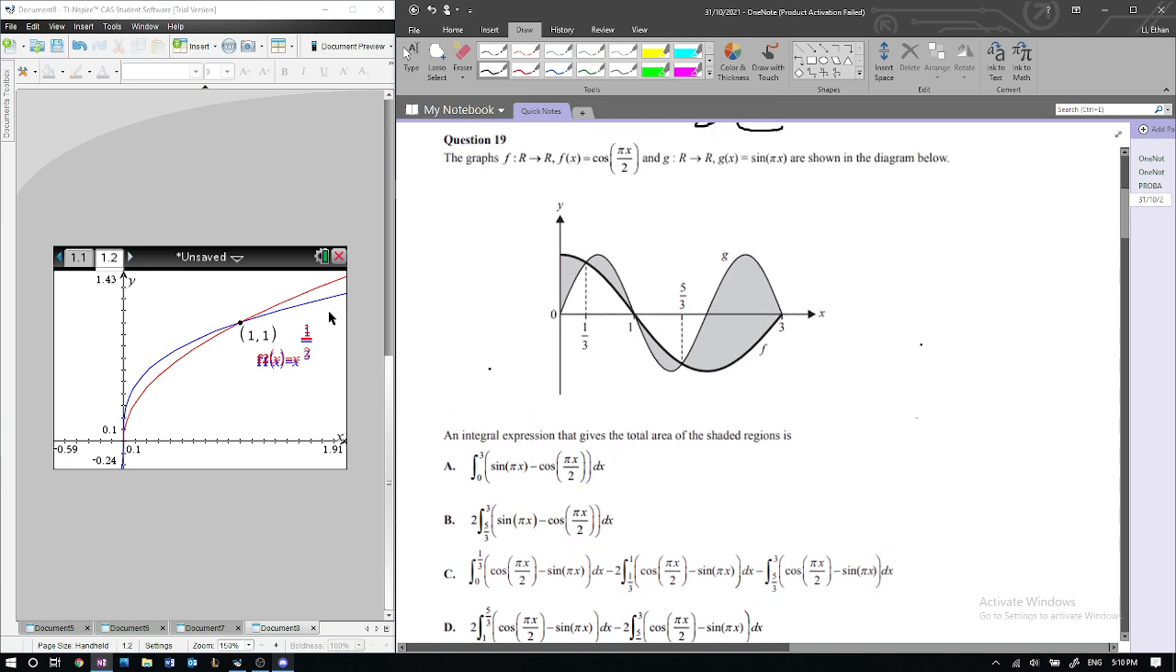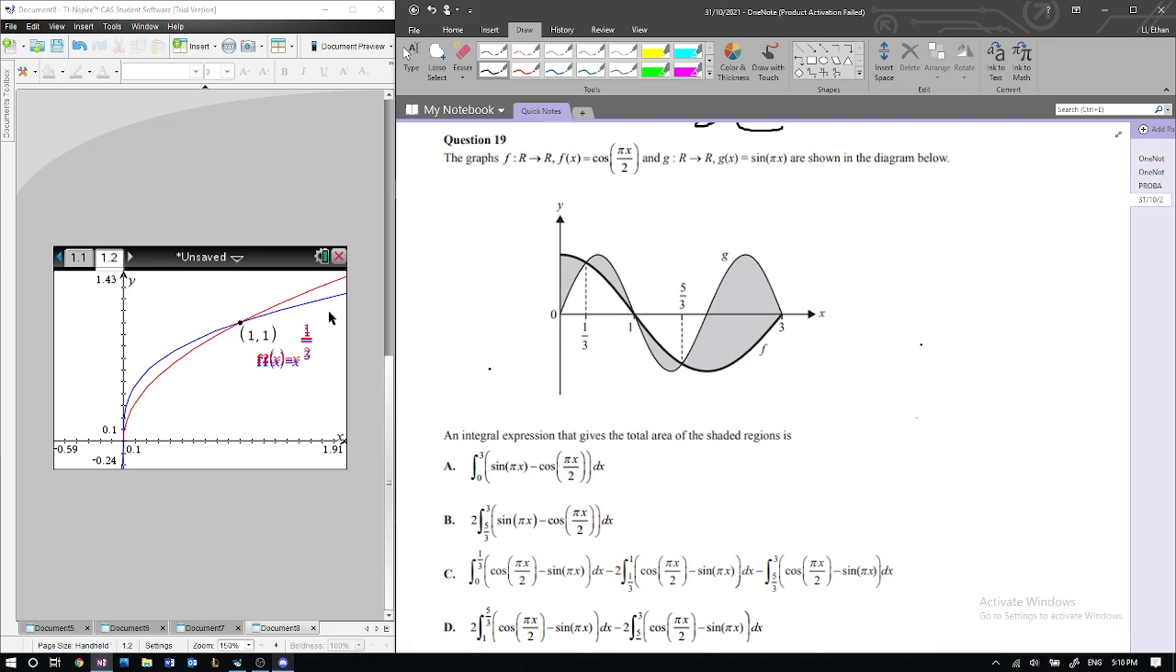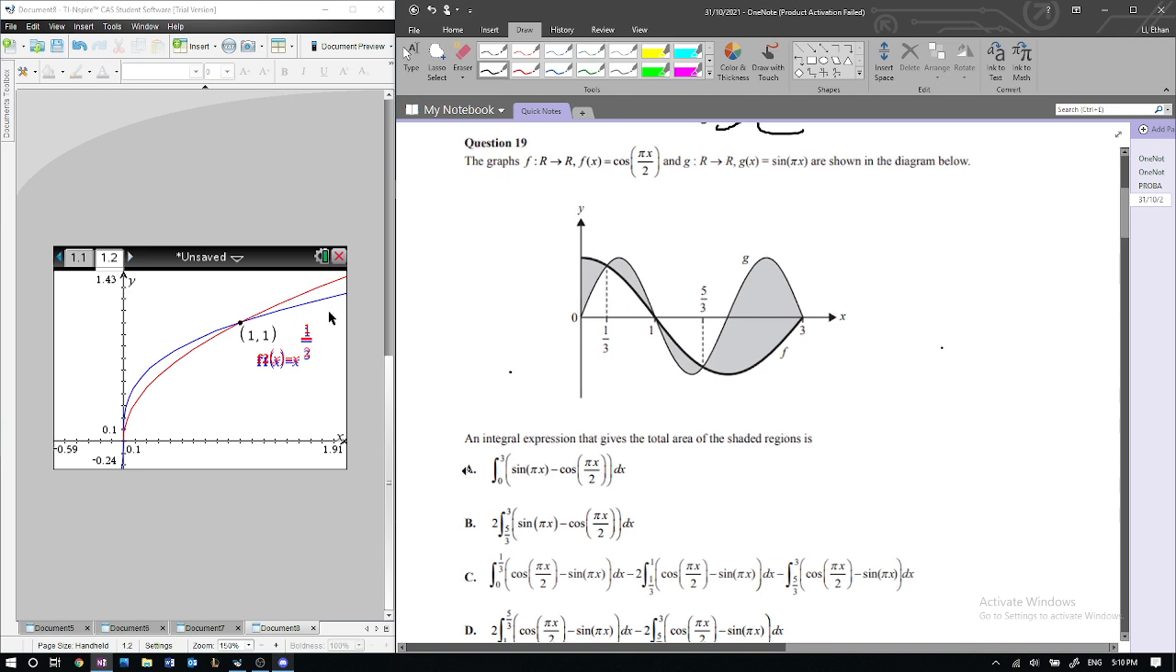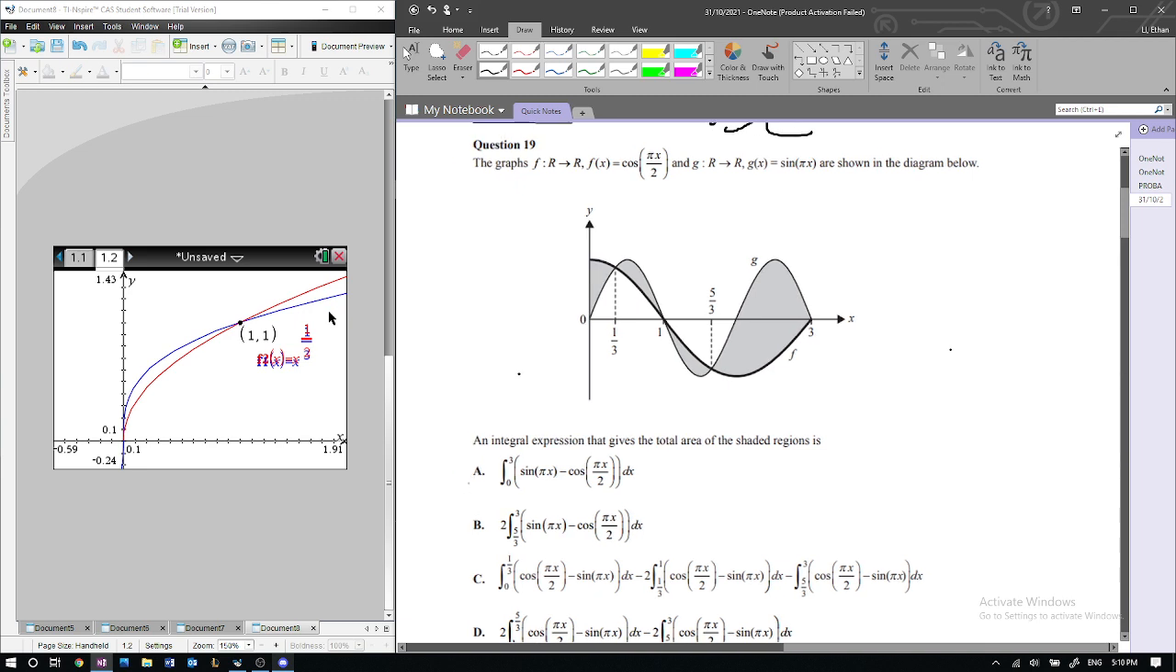Straight away, A will not be correct because you have these two functions that go above and below each other. So you can't just lump them all together in the interval 3, 0. So we can cross function A off straight away.